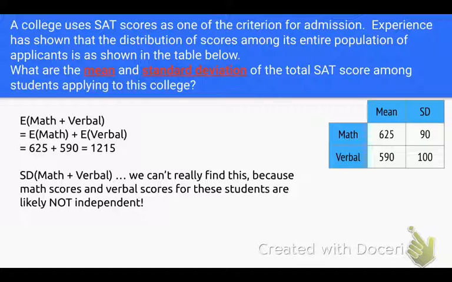Well, we can't really find this because math scores and verbal scores for these students are not likely to be independent. If you're good at one, you're probably going to be pretty good at the other one. If you're not so good at one, you're probably not going to be so good at the other one, right? Those who score high in one probably are scoring higher than others in the other one. Not the case every single time, right? But I would say that one does affect the other.